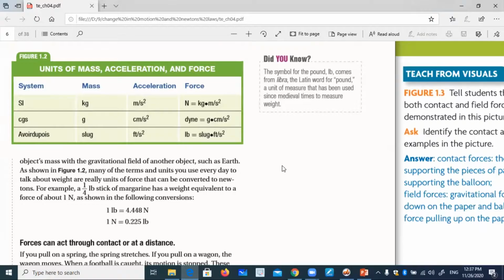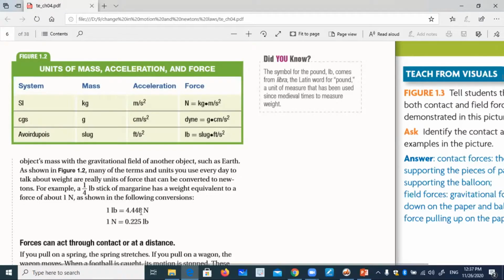Do we measure the force by Newton? Yes, that's the international system unit for force. In our problems we don't use pounds. But these are some units of force you should know, and you should know how to convert from pound to Newton and the opposite. Just that.